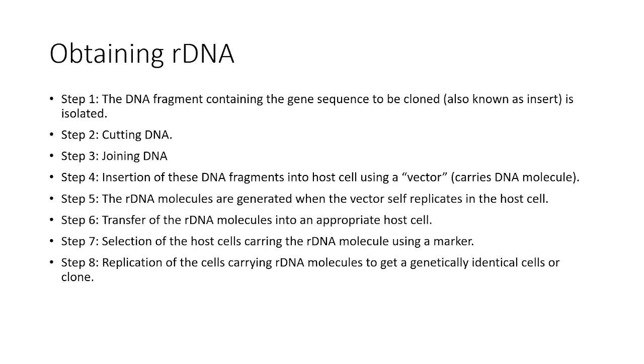Now, the recombinant DNA molecules are generated when the vector self-replicates in the host cell. Then comes the transfer of the recombinant DNA molecules into an appropriate host cell, followed by selection of these host cells using a selectable marker, usually antibiotic resistance, followed by replication of these cells carrying the recombinant DNA molecules to get genetically identical cells, or a particular clone. Then we can isolate the plasmids from those clones and get our rDNA plasmid.